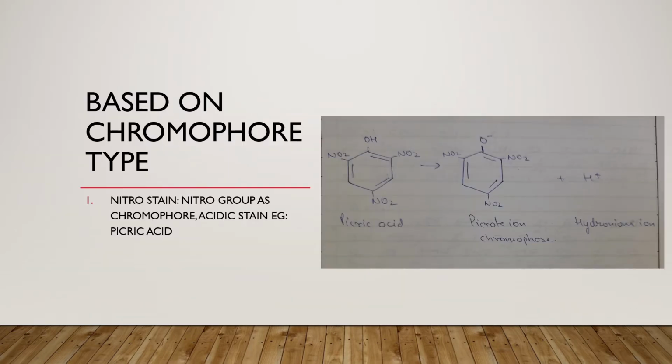Finally, we are here on the chromophore type. We have first the nitro stain. The chromophore consists of a nitro group. Like see here, we have the chromophore as a picrate ion, right? Picric acid is a nitro stain because when picric acid dissociates, it gives us the chromophore, which is a picrate ion, and that picrate ion consists of an NO2 nitro group. Such stains where the chromophore consists of a nitro group are called nitro stains. The example is picric acid.